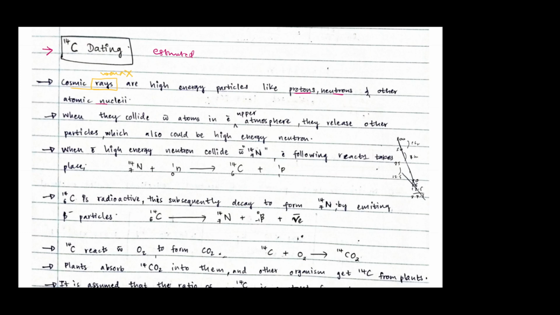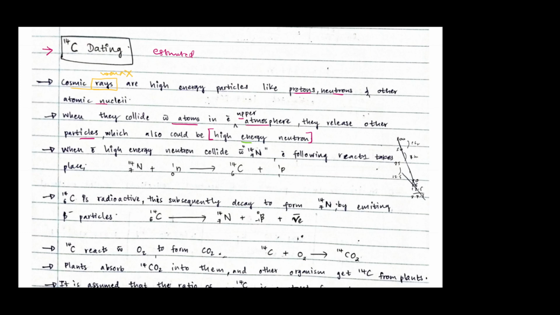These cosmic rays are high energy particles like protons, neutrons, and other atomic nuclei. When these particles collide with atoms in the upper outer atmosphere, they will release a lot of other particles, but we are only interested in high energy neutrons.